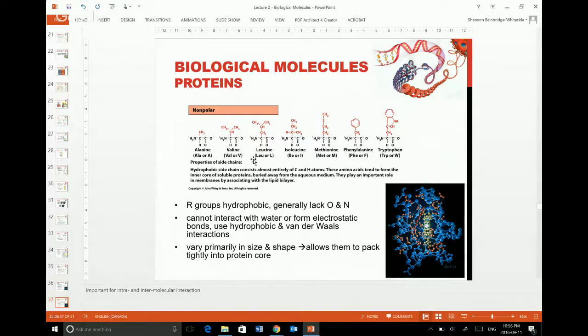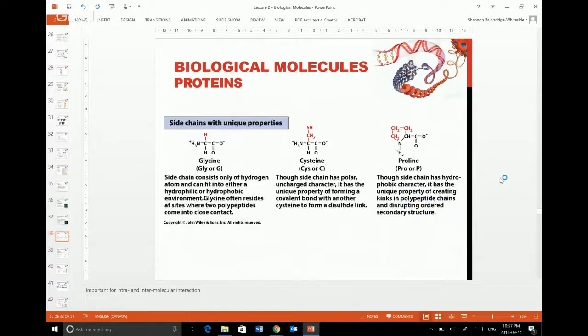So alanine, valine, leucine, isoleucine, methionine, phenylalanine, and tryptophan. And you can see if you look at their side chains, you see no oxygen, you see no nitrogen, so you're not really seeing these polar molecules that are going to set up polarity in the side chains. And as a result, they're very inert. You can see there's a variety of different shapes here as well, which allows them to be really unique and cram into the nooks and crannies in the inside of the protein, where they won't have to have interactions with water.